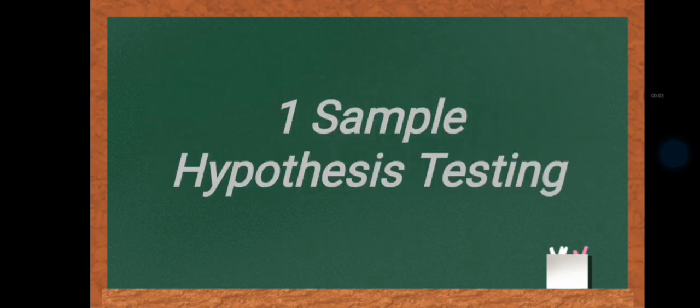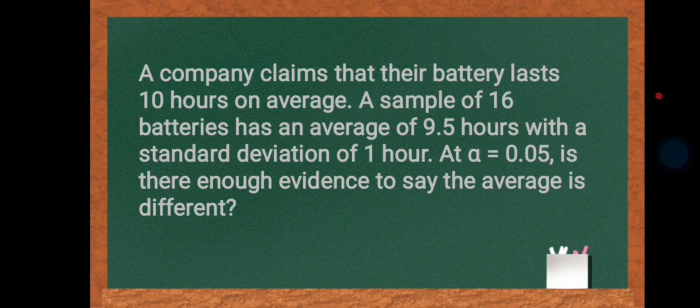Next is a sample of hypothesis testing. The problem: a company claims that their battery lasts 10 hours on average. A sample of 16 batteries has an average of 9.5 hours with a standard deviation of 1 hour. At alpha equals 0.05, is there enough evidence to say the average is different?